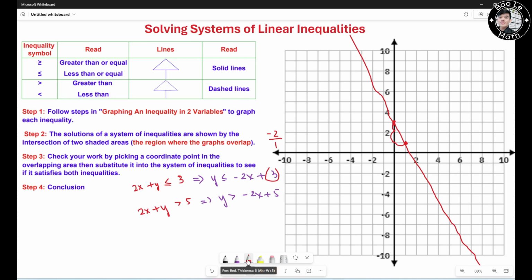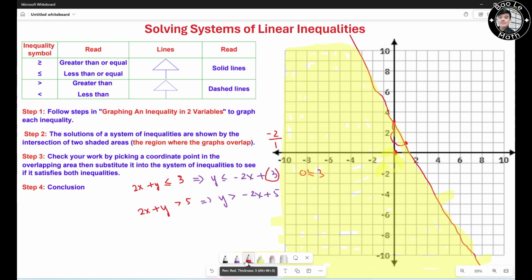So now I need to pick the point 0, 0, and then I'm gonna test this inequality. Alright, so the point 0, 0 right here, and I substitute over here. I have 0 less than or equal to -2 times 0 equals 0, and I have 3 left, which is true. So I need to shade these regions right here.